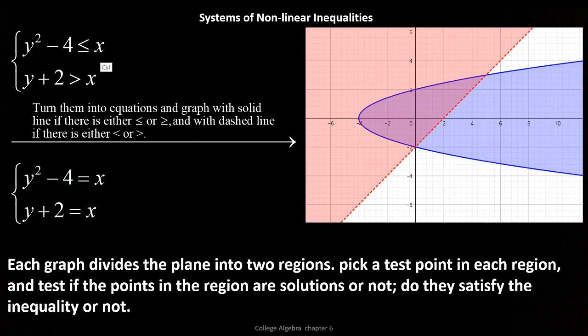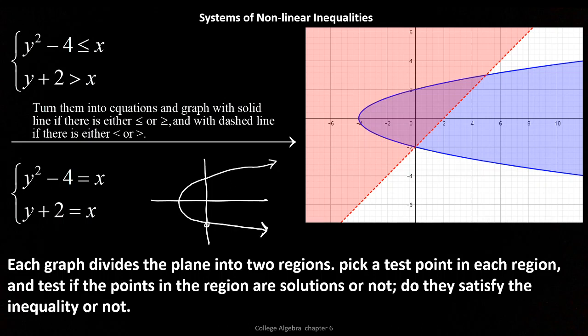So take this and set them equal to what? The right-hand side. Regardless of whether equality is included or not, we do that. And then we graph. So I gave you the graph of the first one and the second one. This one is a horizontal hyperbola. You can graph it by a bunch of points. Since equality is included here, I'm going to graph it with a solid line.